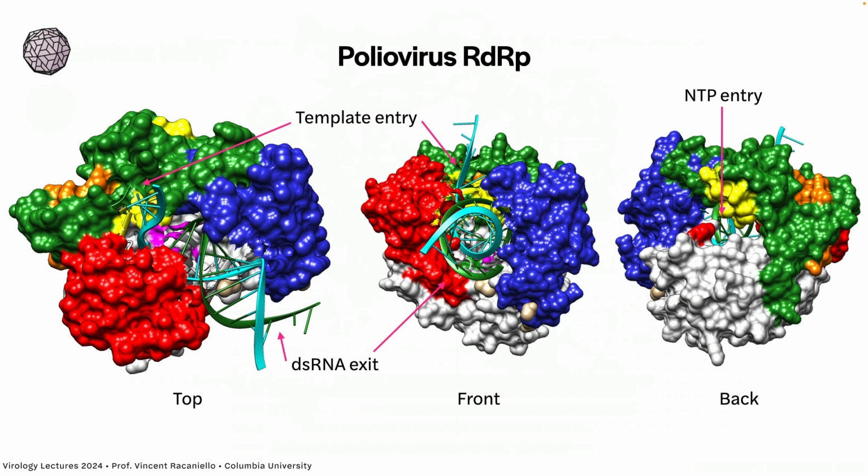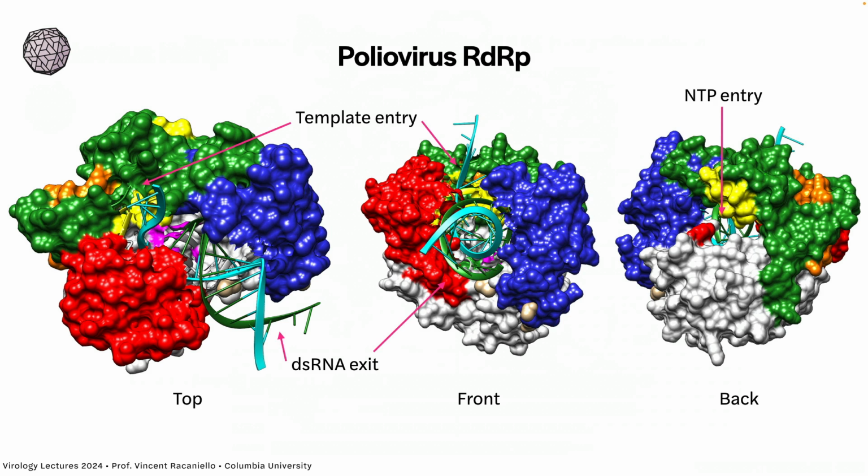There's one other important part of this polymerase, and that's the back. And the NTPs actually enter the back. So if you go in the back, you have access to the active site, which is yellow here. So the NTPs come in the back. It's a big enough channel for that, and then they're put in at the active site.